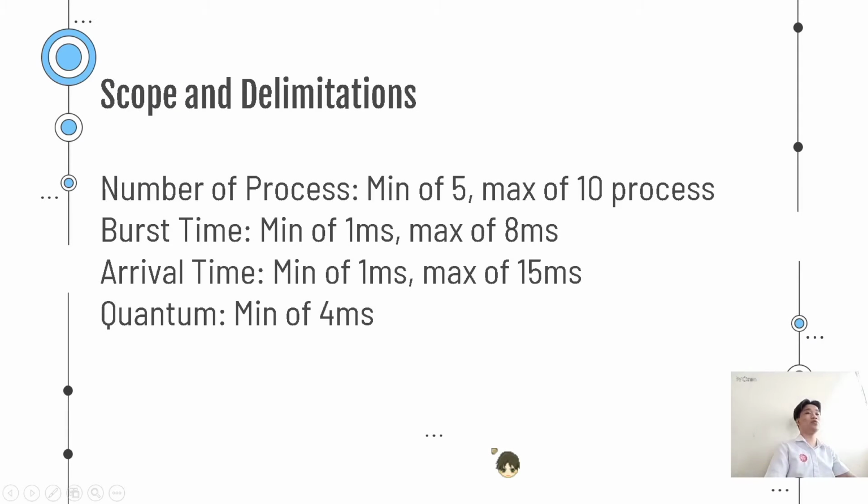I am Kurt Dominic Cruz and I'm here to discuss the scope and the limitations. Based on our proposal, our program met the number of processes with a minimum of 5 and a maximum of 10. In burst time, a minimum of 1 ms and a maximum of 8 ms. In arrival time, a minimum of 1 ms and a maximum of 15 ms. And in quantum time, a minimum of 4 ms.